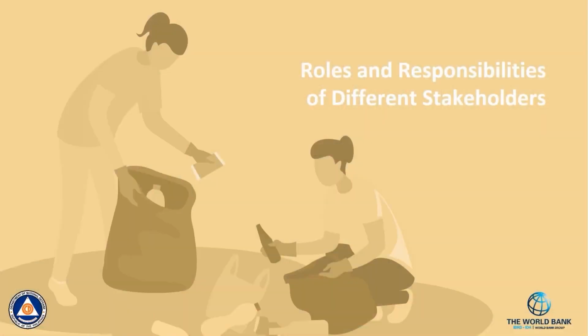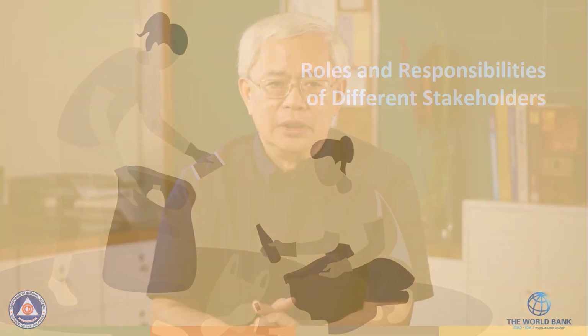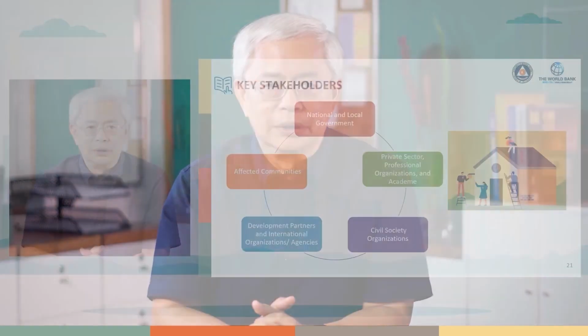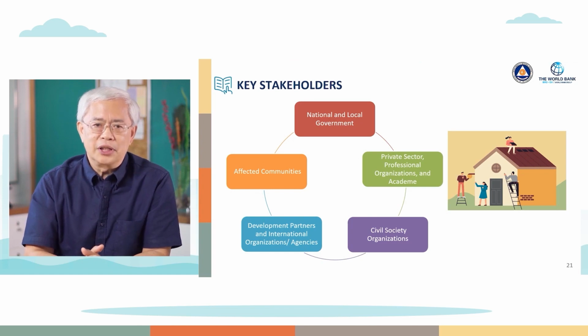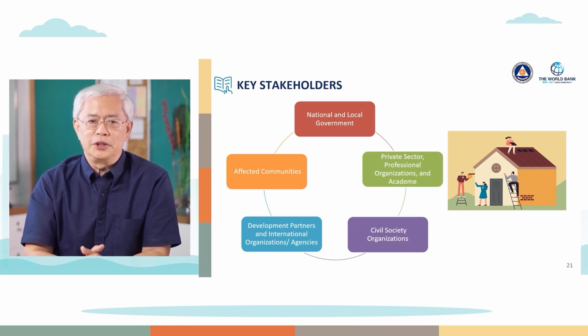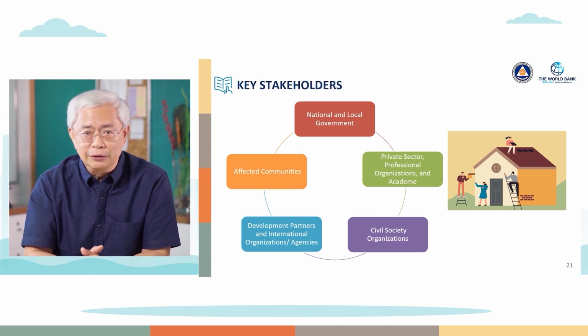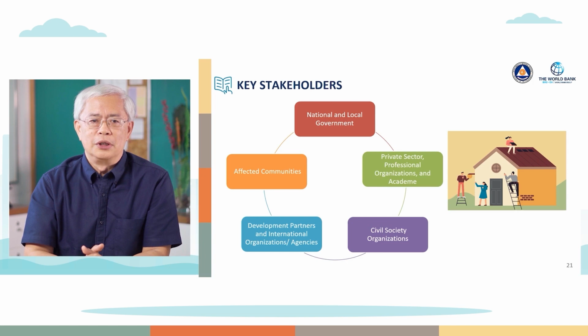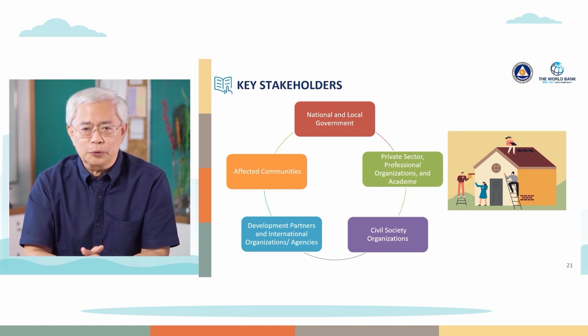Now let us move to our next topic, the roles and responsibilities of different stakeholders. First, how do we define stakeholders? Who are they and why is there a need to consider them in rehabilitation and recovery work? Briefly, stakeholders are people or groups of people or institutions that will be affected, positively or negatively, by whatever actions your work teams will do.